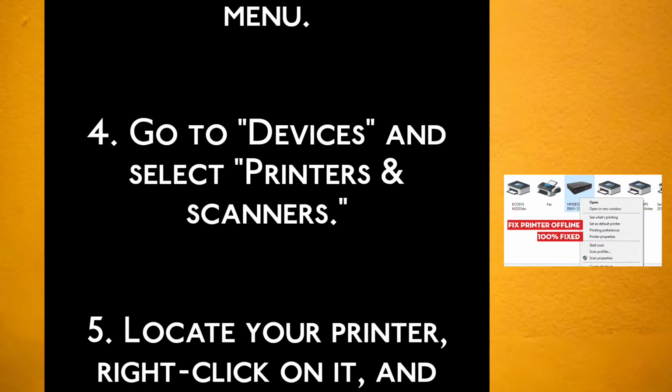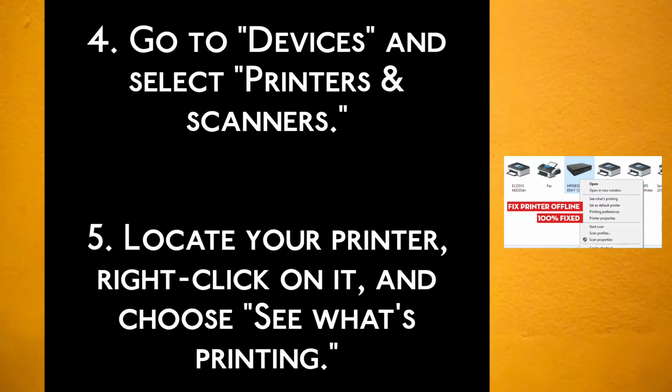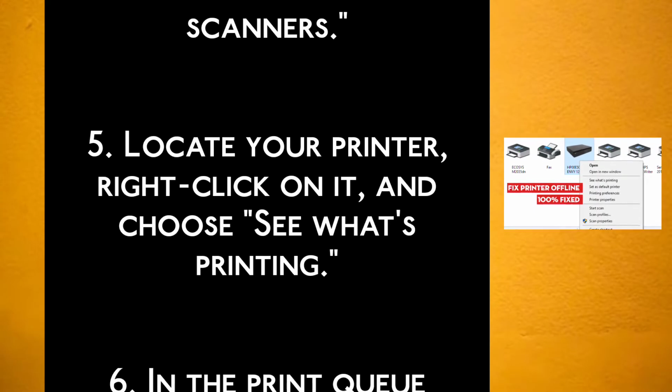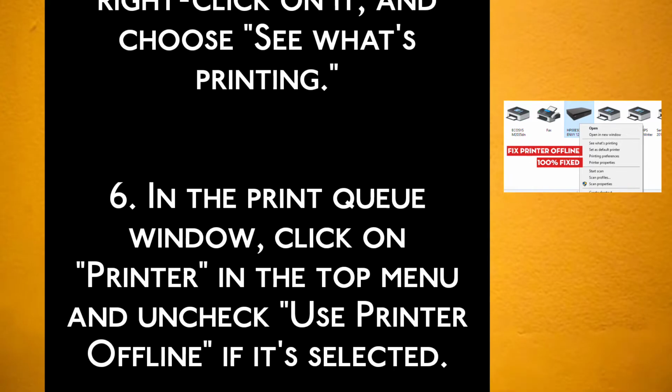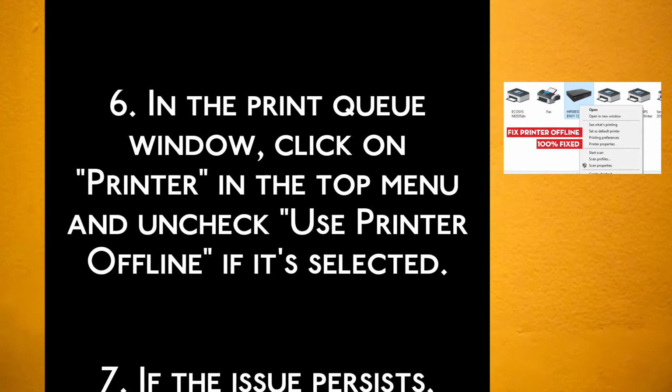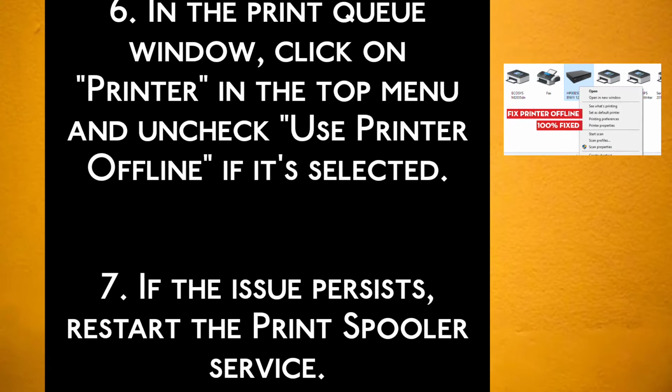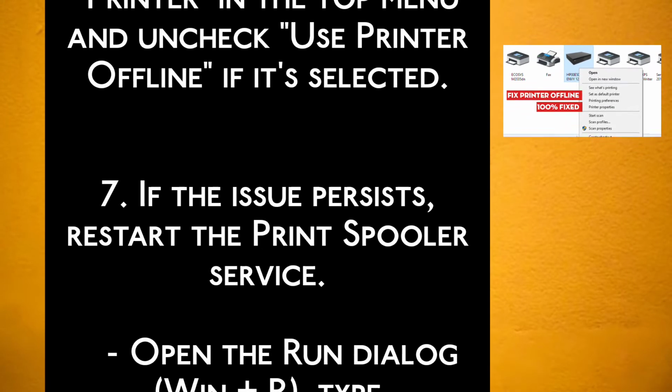Step 5. Locate your printer, right-click on it and choose See What's Printing. Step 6. In the printing queue window, click on Printer in the top menu and uncheck Use Printer Offline if it's selected. Step 7. If the issue persists, restart the Print Spooler service.